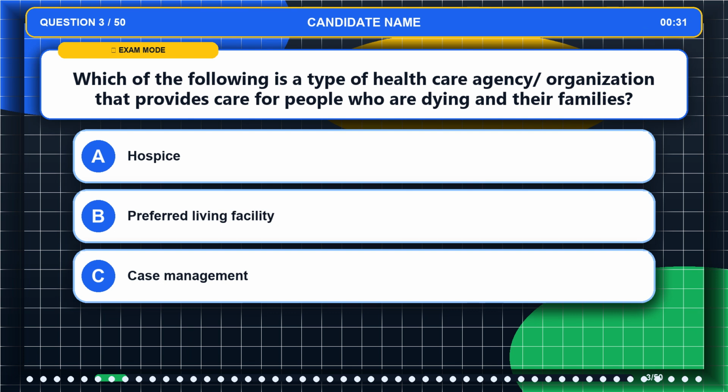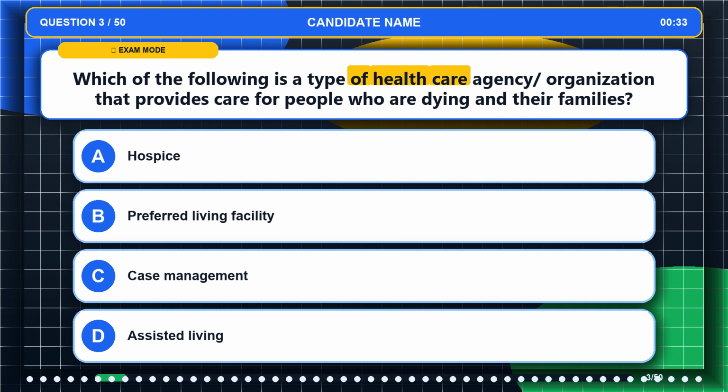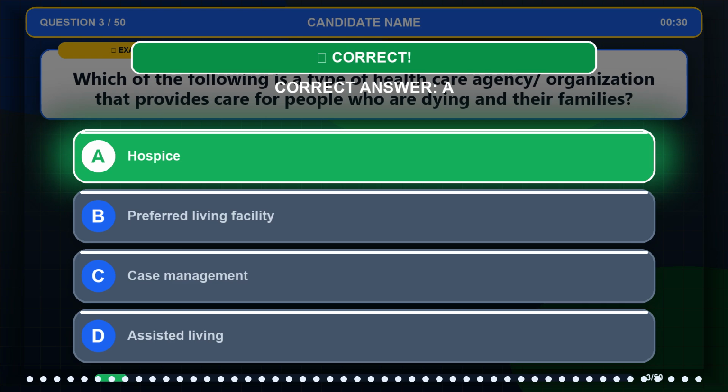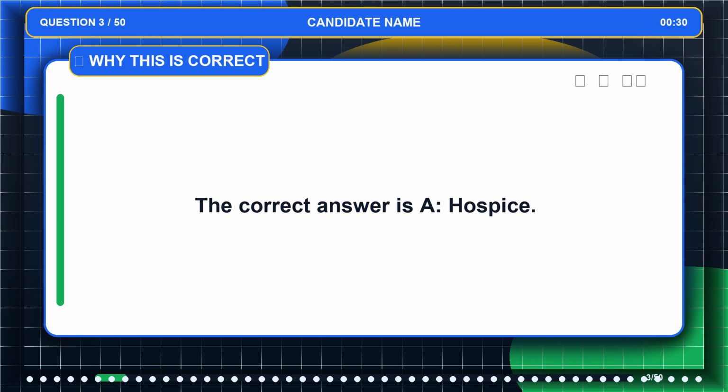Question 3. Which of the following is a type of healthcare agency or organization that provides care for people who are dying and their families? Option A, hospice. Option B, preferred living facility. Option C, case management. Option D, assisted living. The correct answer is option A, hospice.